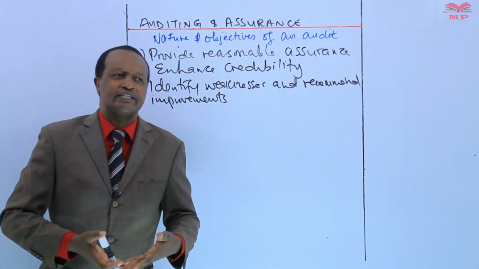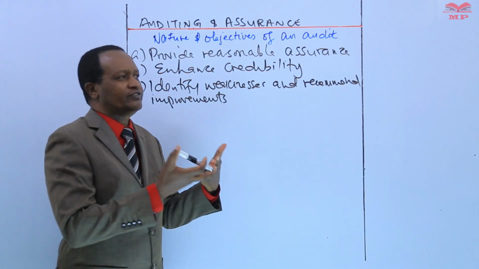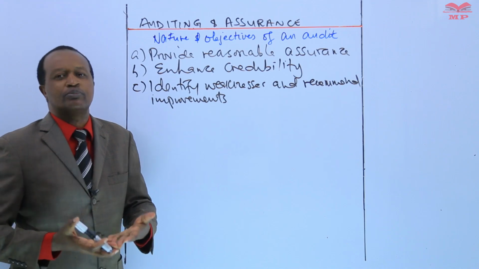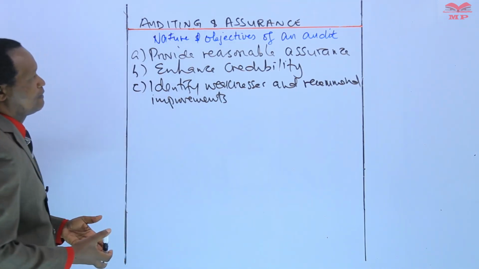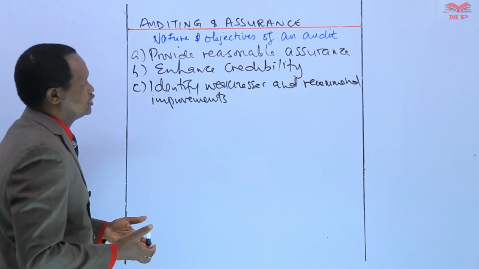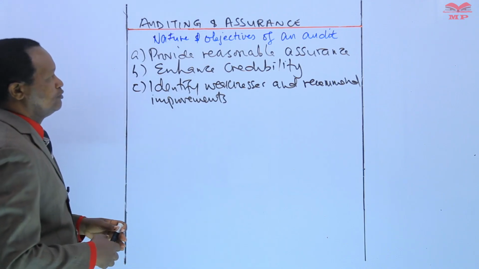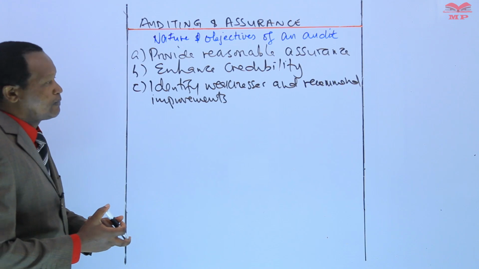The auditor may identify weaknesses. Then upon the identification of the weaknesses, the auditor recommends improvements to strengthen the internal control system. So that is another objective of an audit, to identify weaknesses and then recommend improvements, because auditors are qualified professionals.